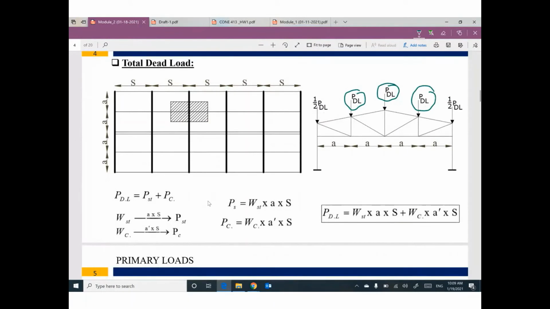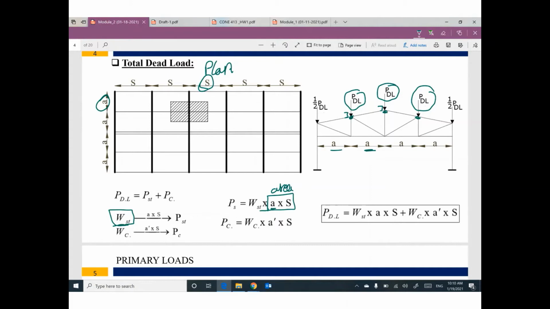So we have layout. This is plan. We have S, spacing between main system. We have A, spacing between joints or spacing between purlins. Because the horizontal spacing A between this joint and this joint will also be the same distance between purlins, because your purlins will be at the location of the joint. So the first one, W structure, will be multiplied by A times S. This is the area assigned to each joint. A is the horizontal distance.